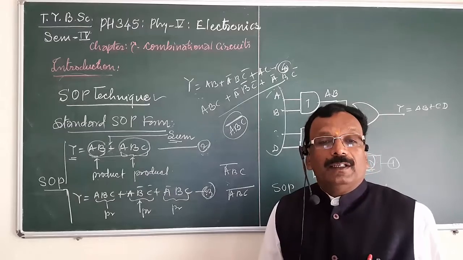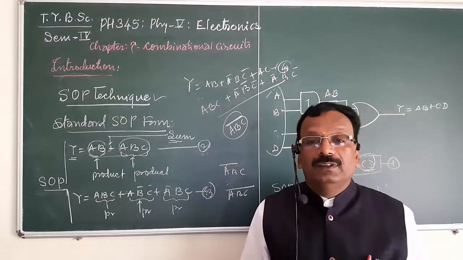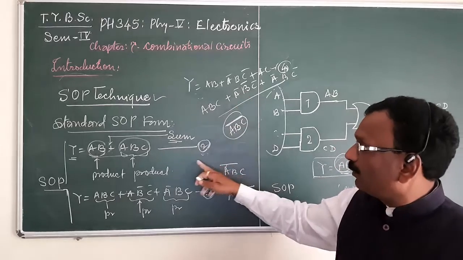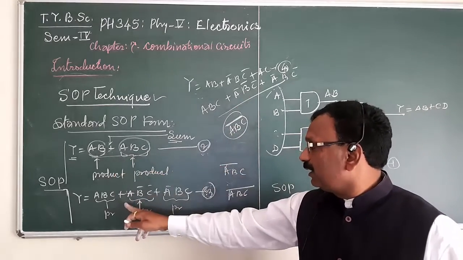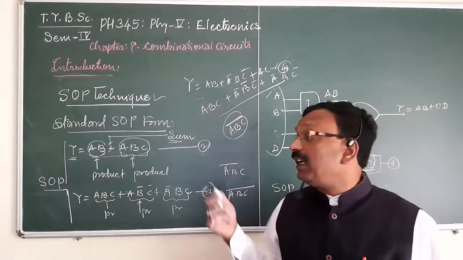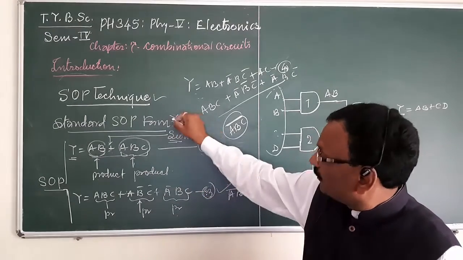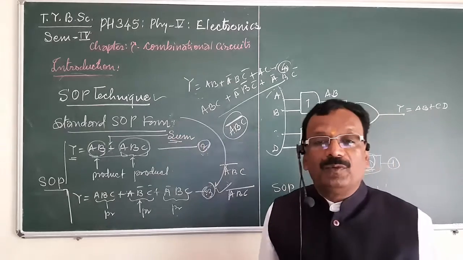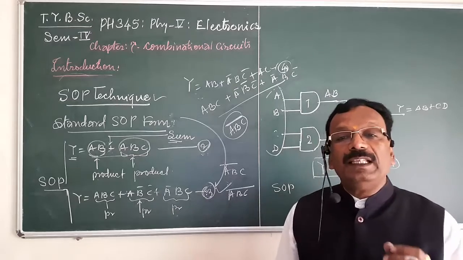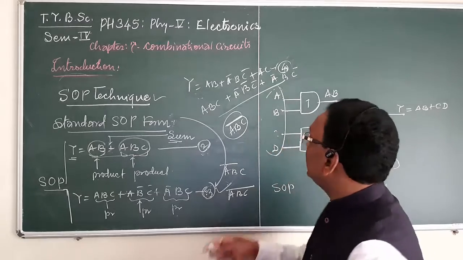It must be noted that equations 2, 3 and 4 are all in SOP form. This is also a sum of products, this is also a sum of products, this is also a sum of products. But they are not in standard SOP form. Only equation 3 is in standard SOP form. Why? Because in a standard SOP form, each product term includes all the literals that are its inputs.